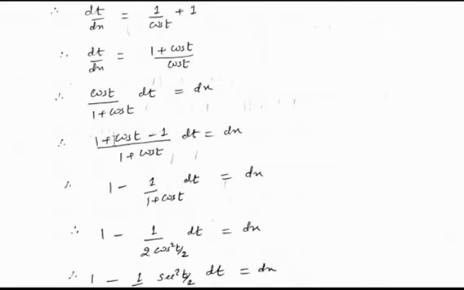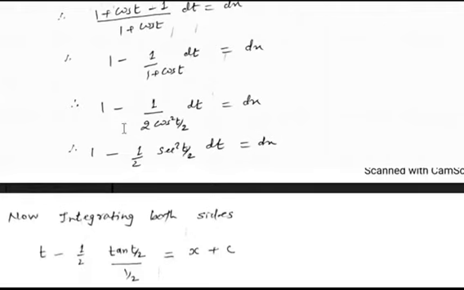Now adding 1 and subtracting 1 in the numerator, we have (1 plus cos t minus 1) over (1 plus cos t) equals dx. Now dividing 1 plus cos t by 1 plus cos t, the result is 1, and 1 by (1 plus cos t) dt equals dx. Now 1 as it is, 1 as it is, and for 1 plus cos t we have one formula. The result is 2 cos square (t by 2) dt equals dx.